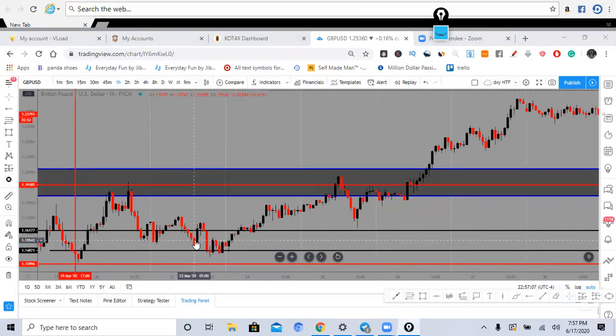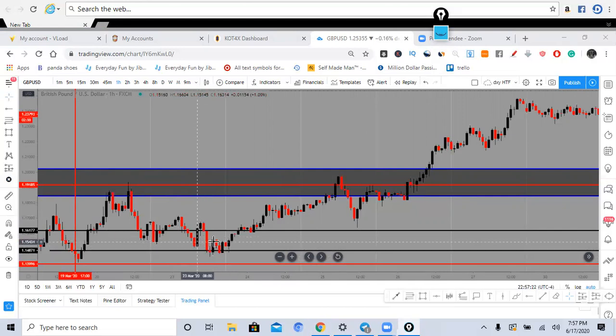So you could have been getting long here, and your stop could have been 10, 15 pips below this low right here, right? Or even 10 pips below this low would have been good.